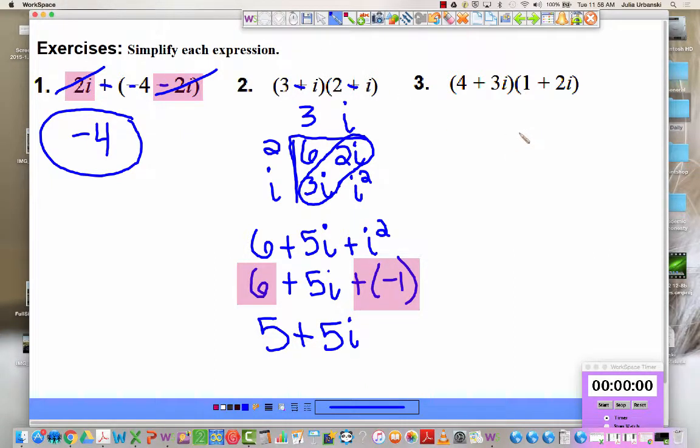Now let's do the boxes again. We have 4 and positive 3i, and then we have 1 and positive 2i. So we just multiply all of our columns and rows. 4 times 1 is 4.